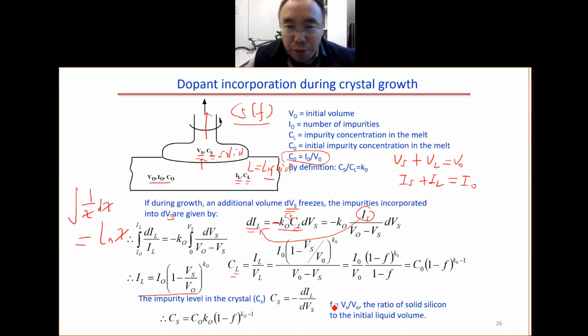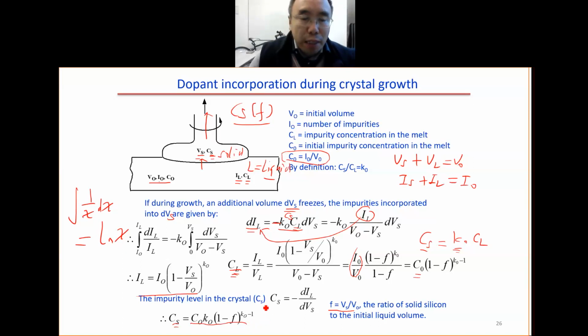Then you define F. F is the ratio of the solid silicon to the initial liquid volume. So then 1 minus F, and this one here is given by C naught. So you have this number here. For the CS, you know the CL, and you can find CS by multiplying by K naught. So in the end, we get this formula here.